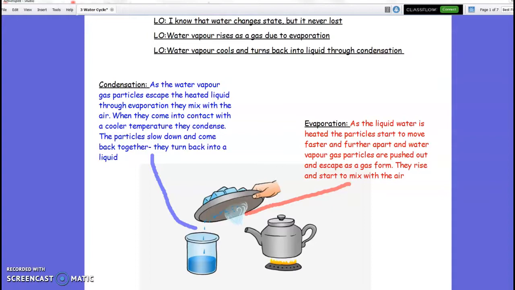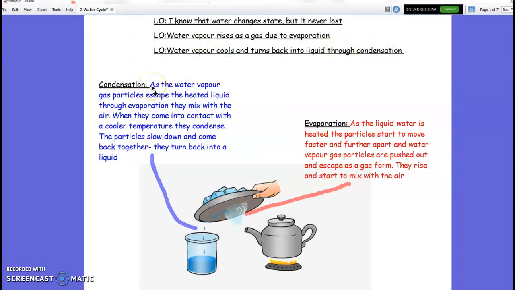Last week Miss Beverly went through evaporation and condensation with you. And in today's lesson, I'm going to go through the water cycle. We're going to learn and cover the following learning objectives: to know that water changes states but is never lost. Water vapor rises as a gas due to evaporation. Water vapor cools and turns back into liquid through condensation.